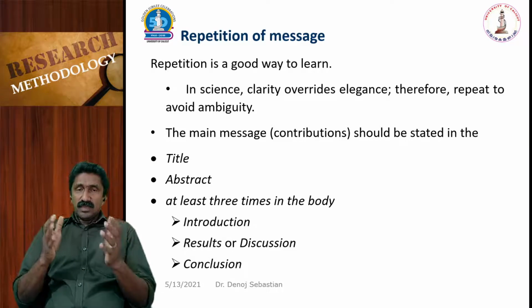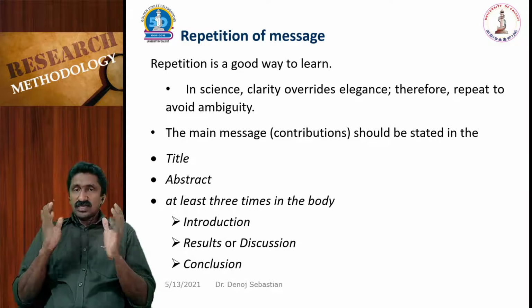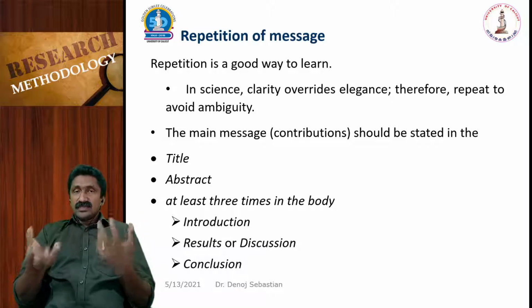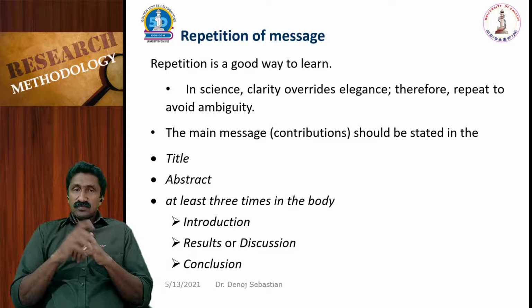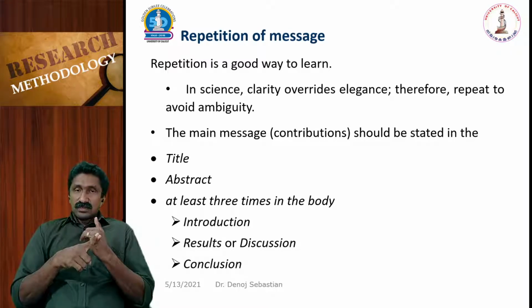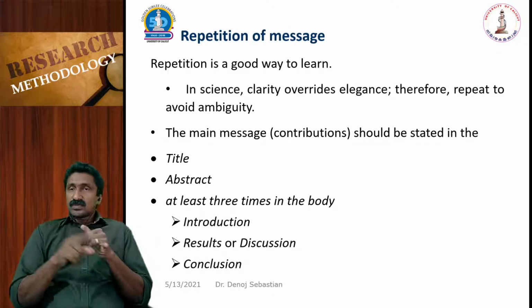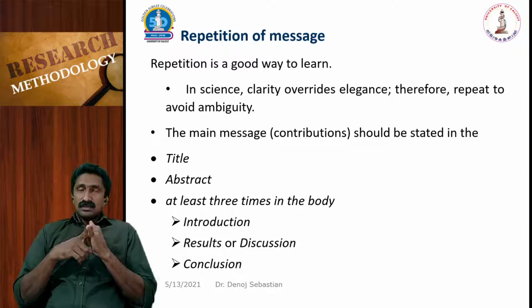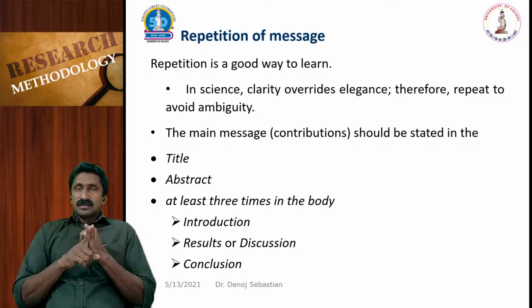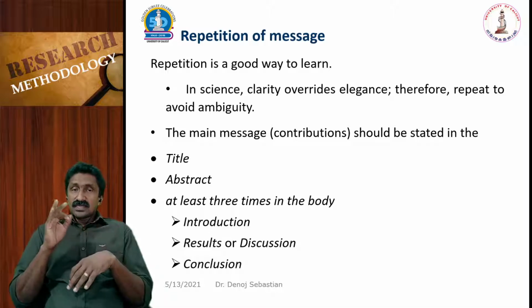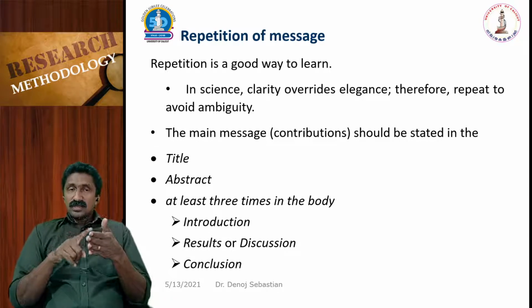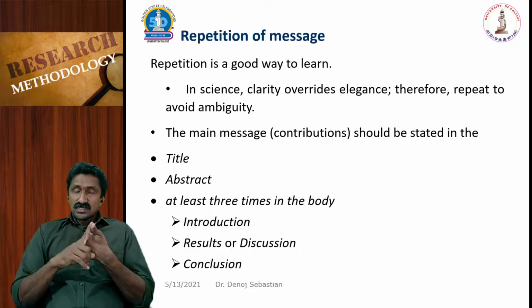For every paper there will be some contributions or some significant findings, and those significant findings or the main message of the paper need to be repeated at some locations. The first one is the title. That should be highlighted in the paper so that it will be easily noticed by the scientists. Then it should be mentioned in the abstract. Then at least 3 times in the body: in the introduction, results or discussion, and conclusion.